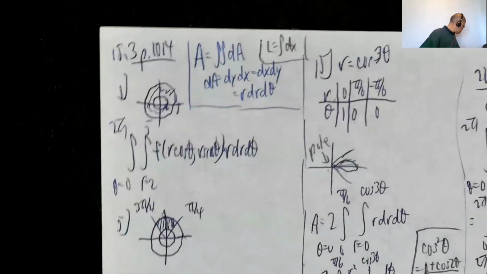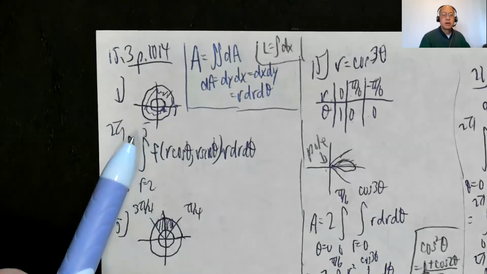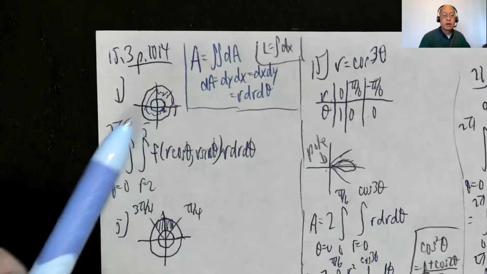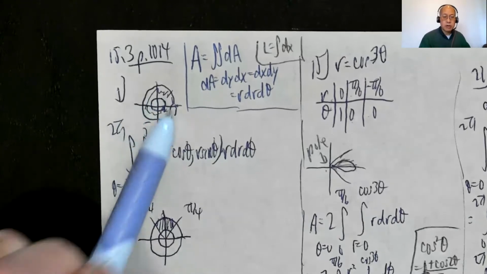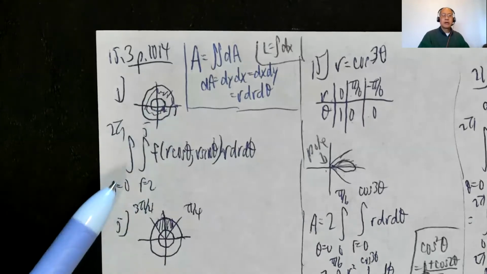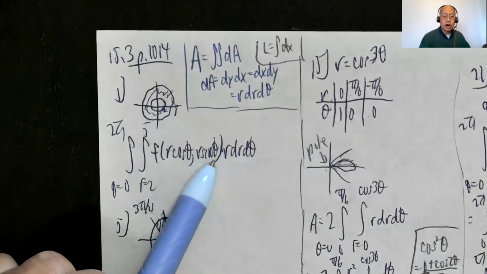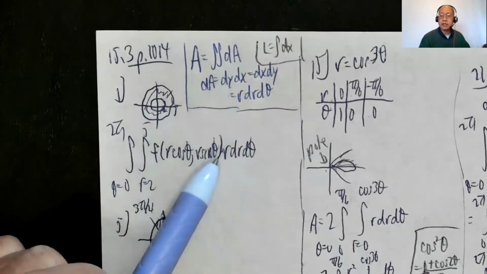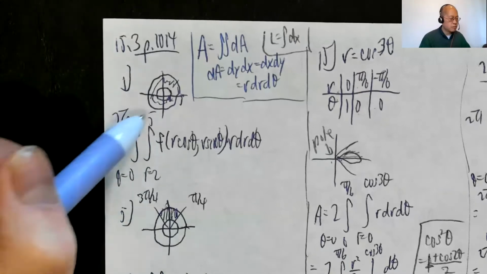So, number one, this is the picture that they give us. R is going from 2 to 5, and theta is going all the way around the circle. So the integral is f of r cosine theta, r sine theta, r dr d theta. Remember, dA is r dr d theta. R goes from 2 to 5, theta goes from 0 to 2 pi.